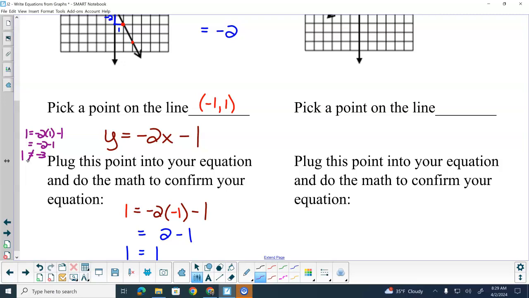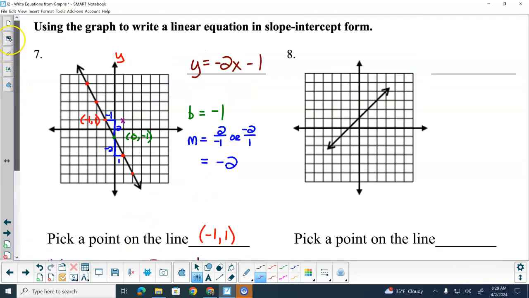You now try number 8. Try number 8 for me right now, and pick a point that's on the line, then plug it in to see if your line works. We won't complain about the fact that the line doesn't go all the way across the graph, and the arrowheads are inside the grid. We're going to ignore that.